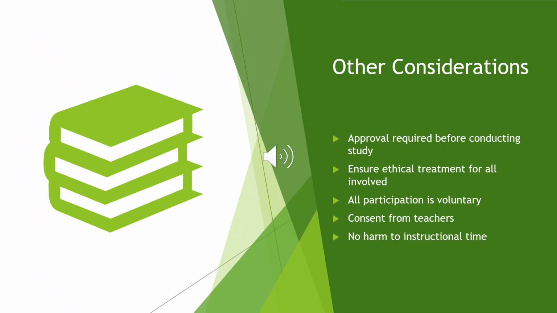Other considerations that need to be taken into account is that approval will be required before conducting studies. Under the federal law that protects all of the students, we will need to get approval from their parents that we can use their information in their IEPs, although their names will not be published, but we're accessing their records. So we will need parent approval for that.